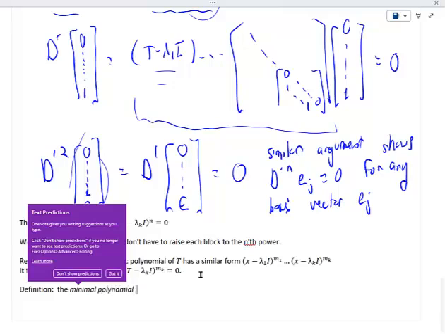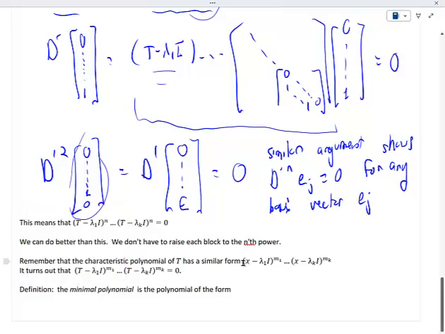Okay, it is the smallest polynomial of the form... all right, now it's going to have the same form, but these exponents are different. They may not be the same exponents as in the characteristic polynomial. So let me use a different letter if I can. I'll say L, and that's L1 up to Lk.